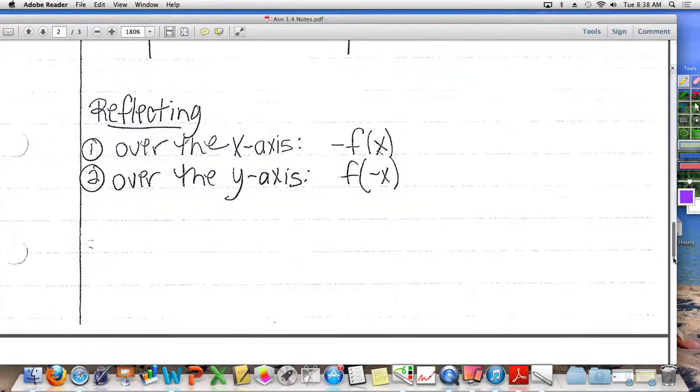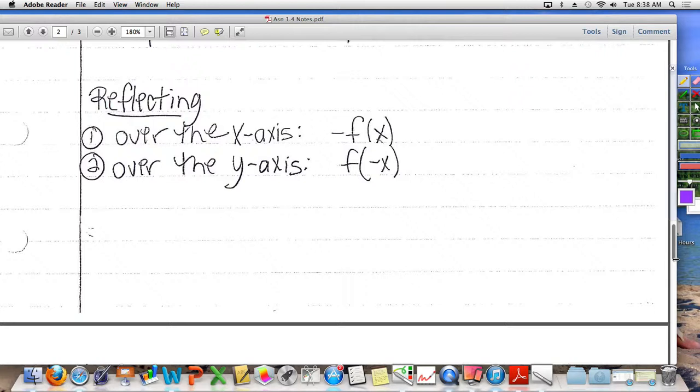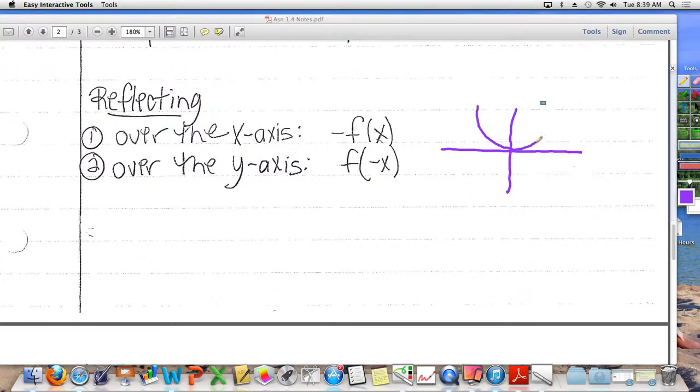All right, reflecting. If you reflect something over the x-axis, all you need to do, for example, you have a parabola, just the basic y equals x squared, f of x equals x squared. If you're going to flip it over the x-axis, you literally just take every point on it and make it an equal distance away from the x-axis. You put a point here, you do this over here. So what you're doing is flipping it over. You're taking the opposite of the original function.